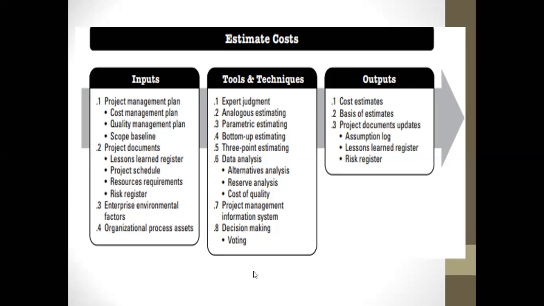Now, on the tools and techniques, we'll have expert judgment, analogous estimating, parametric estimating, bottom-up estimating, three-point estimating, and data analysis, which includes alternative analysis, reserve analysis, and cost of quality. Then we'll have the project management information system and decision-making, where we use voting most often.